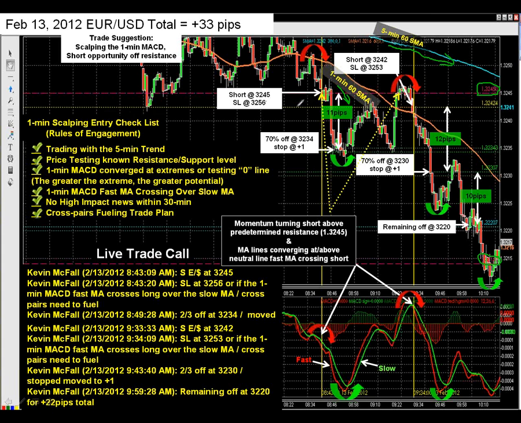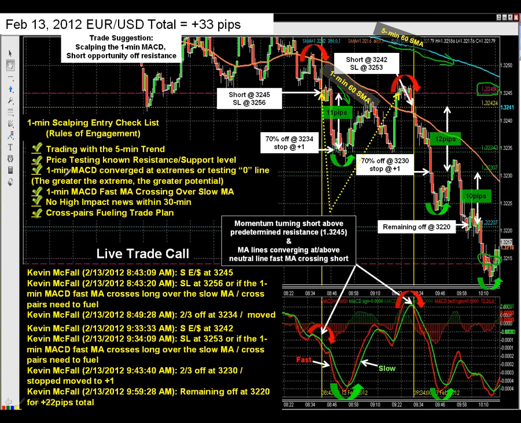So here, as we're testing resistance, we ask, are we trading with the 5-minute trend line? Well, we've already established that. Yes, we are. Is price testing known resistance or support levels? Well, here's our resistance, so we're testing resistance here at 32.50. As price comes down, it's going to break this as support and it will become resistance.